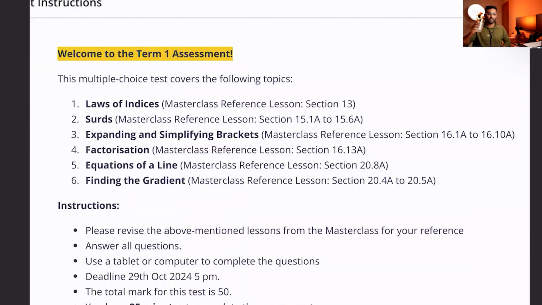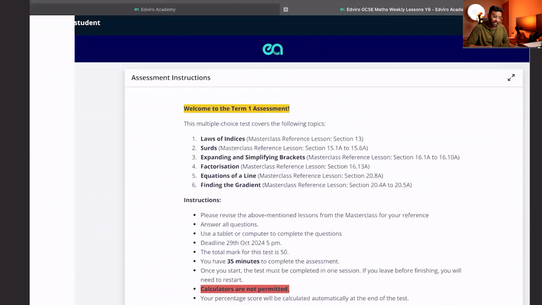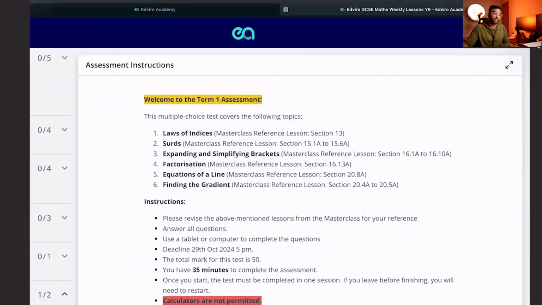Any questions for me? Rationalize means, at the bottom, it could be a surd. You're just making it not a surd. That is what we mean by rationalize.